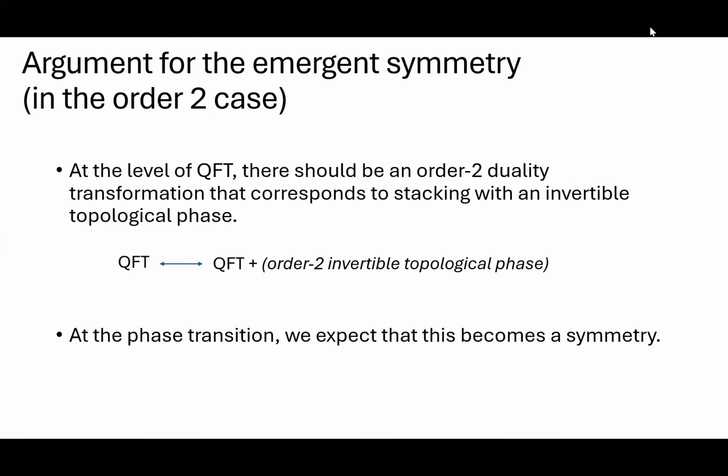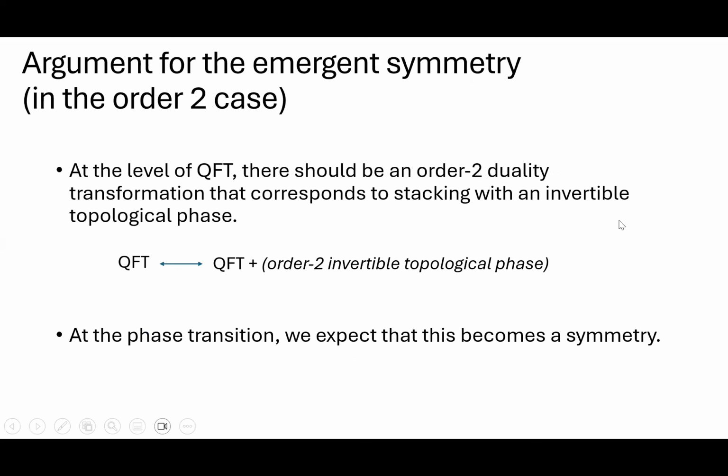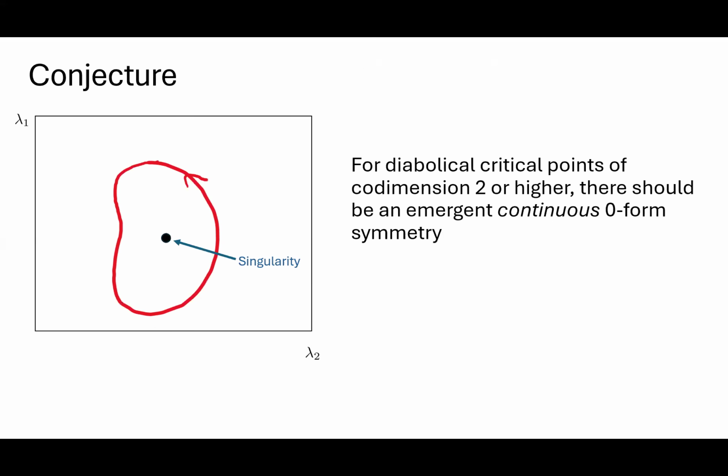So certainly that's what happens in these examples, right? The Z2 symmetry is anomalous. So in order to get a gapped phase, you have to break the symmetry. But this can't happen for high form symmetry, right? Because high form symmetry is by definition such that there are no local operators that don't preserve the symmetry. And so there are no relevant operators that could break the symmetry. So that's not the answer. The answer seems to be instead that you should have an emergent symmetry, but it should still be zero form, but it should be continuous zero form symmetry.